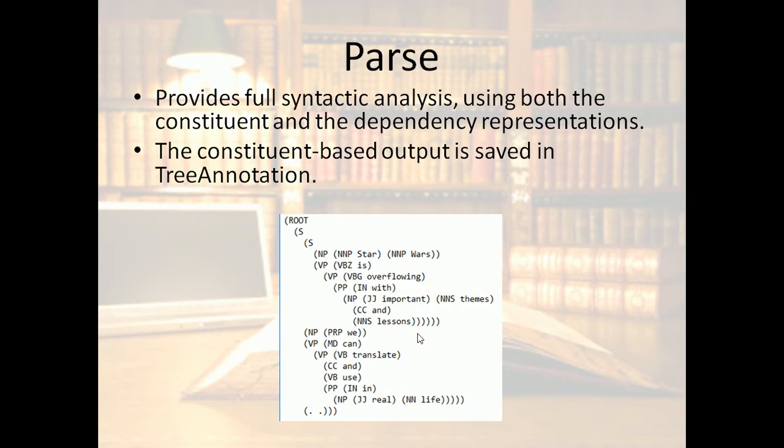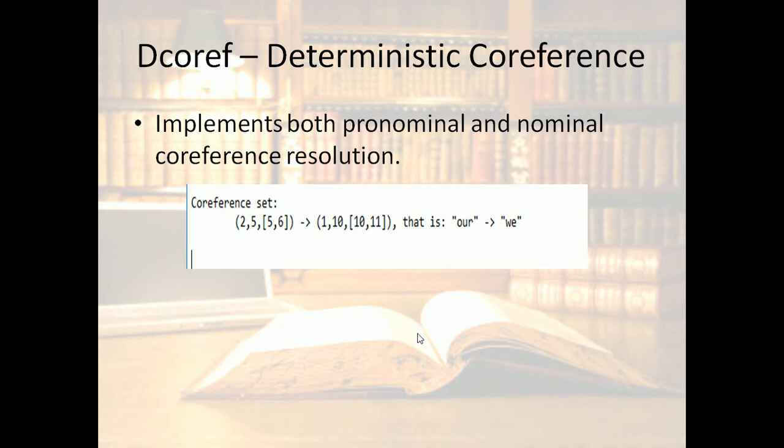The parse will parse out all of the pieces from the sentences. It provides full syntactic analysis using both the constituent and the dependency representations, and the output is saved in the tree annotation, which is shown here. It's called the parse tree. And then the last section is the dcoref, which is the deterministic coreference, and this is also output that I grabbed from what I will run later in the demo.